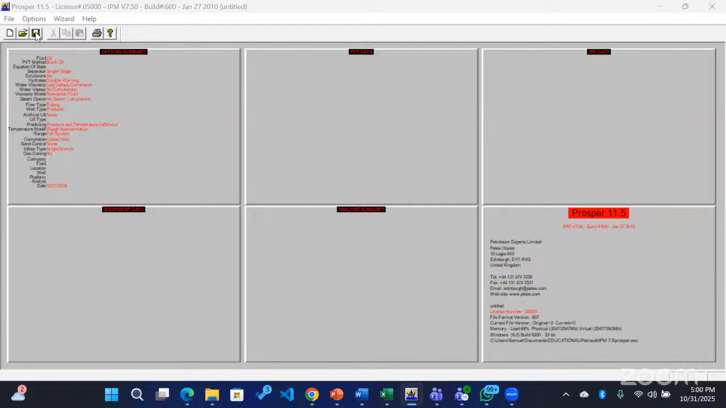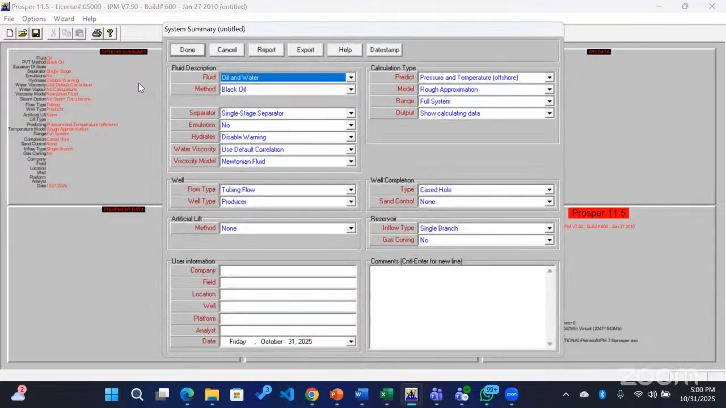So let's begin. This is the save button. We'll use all these buttons when we get there. Let's begin with the option summary. Like I said, we are going to build a gravel pack model. So the fluid, oil and water, will remain. The method is black oil. Separator: single-stage separator will do. Emulsion, hydrate, and warnings are disabled. Let's leave it the way it is.